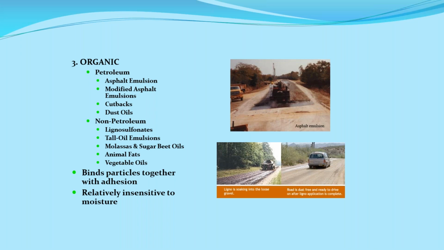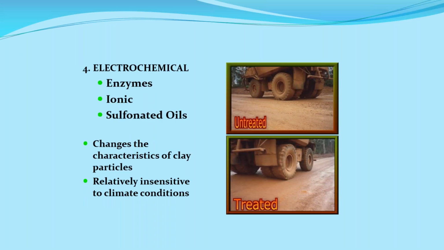The electrochemicals. These are your enzymes, your ionics, and your sulfonated oils. These are the specialized types of products, and they are very specialized. Generally speaking, with the sulfonated oils or the enzymes, you've got to take a look at the clay particles themselves and see how they're structured. What is their ionic charge? What type of chemical is going to take and change that ionic charge?